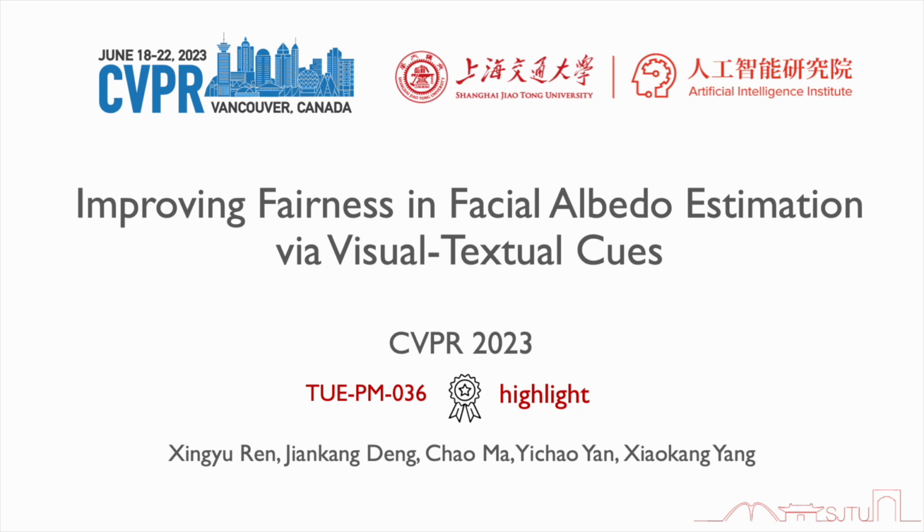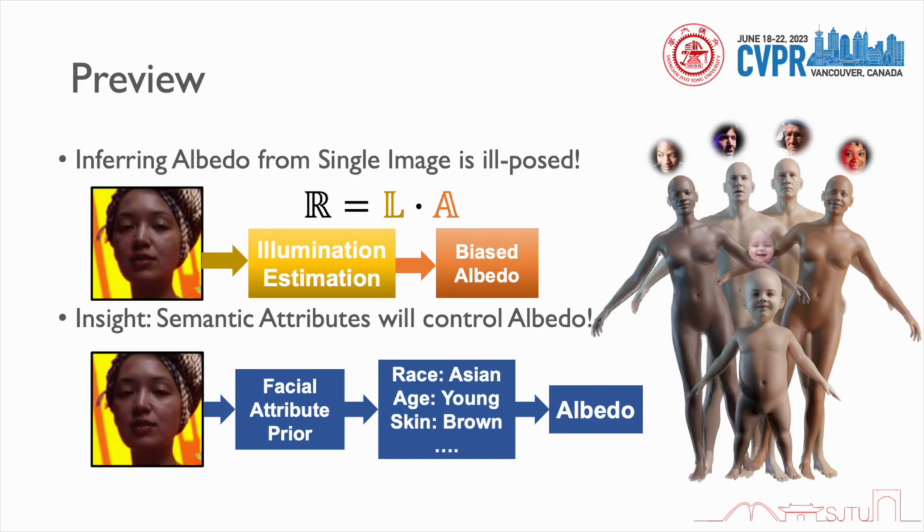We present the method for improving fairness in facial albedo estimation via visual-textual cues. Recent 3D face reconstruction methods have made significant advances in geometry prediction, yet further cosmetic improvements are limited by lagged albedo because inferring albedo from appearance is an ill-posed problem.